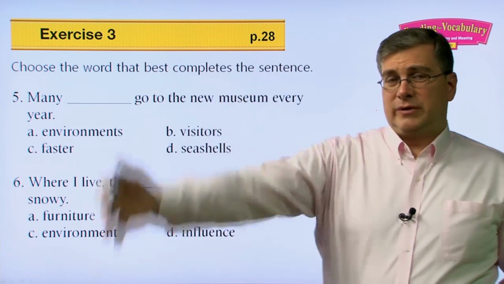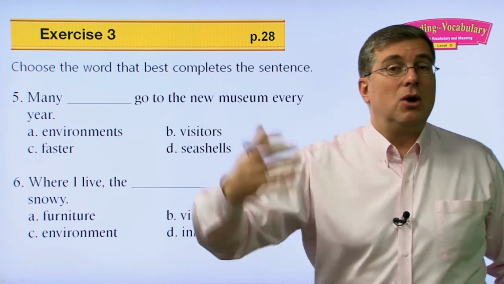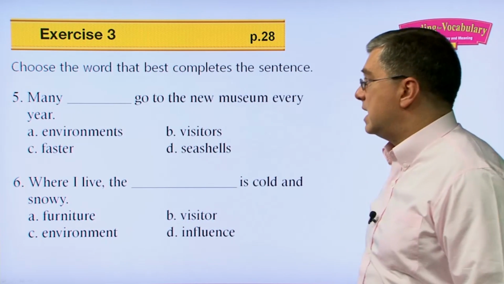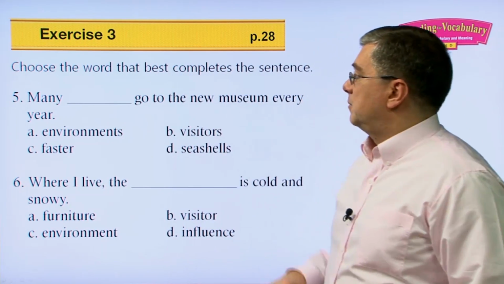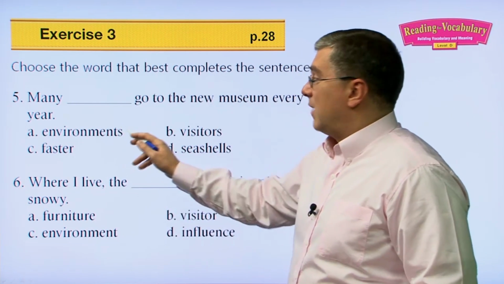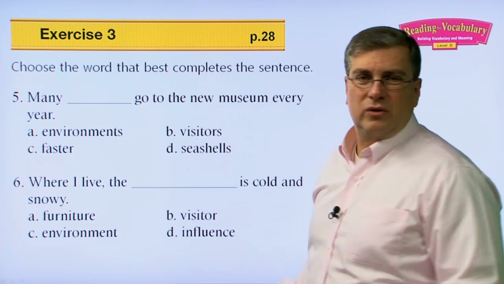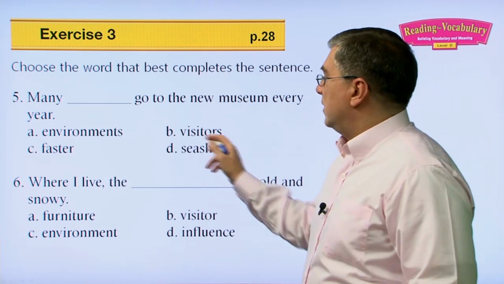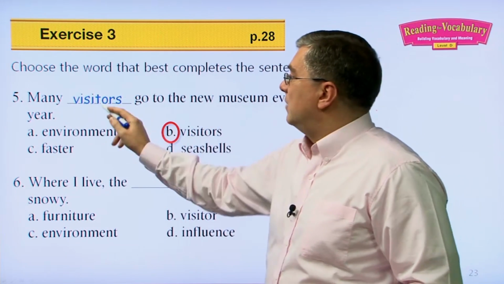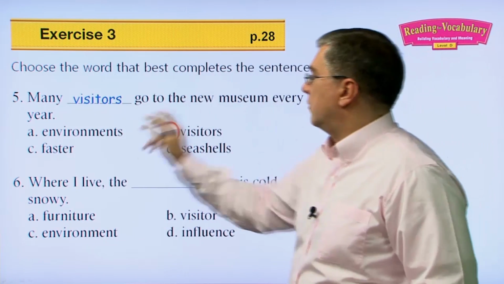So when you go to a museum, you go there for a short time. You don't live there, you don't stay there, you go there for a short time and then you leave. So what can we use to describe that situation? Environments don't go to museums, right? Visitors, visitors go for a short time. That's our answer. Many visitors go to the new museum every year.